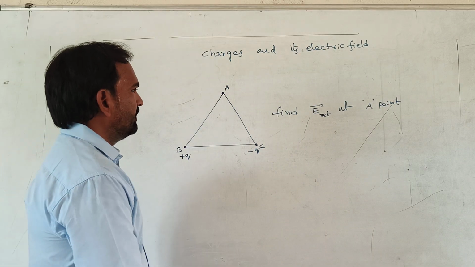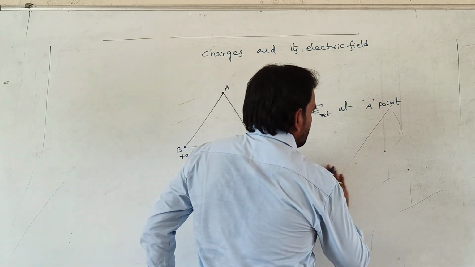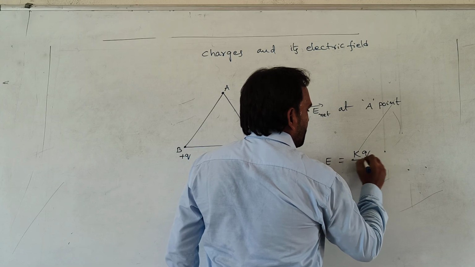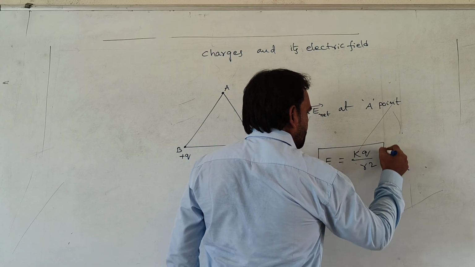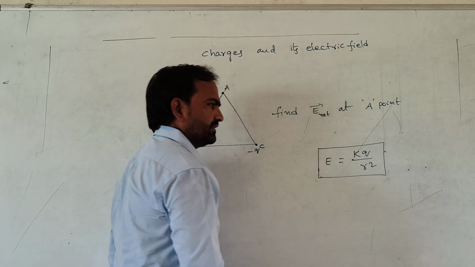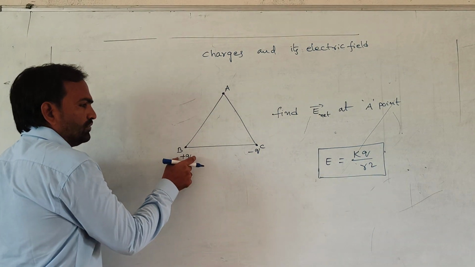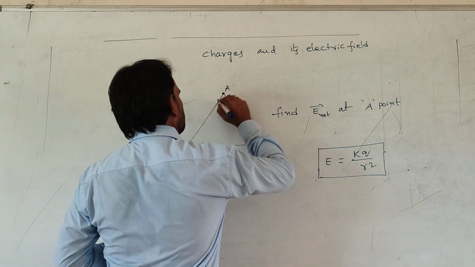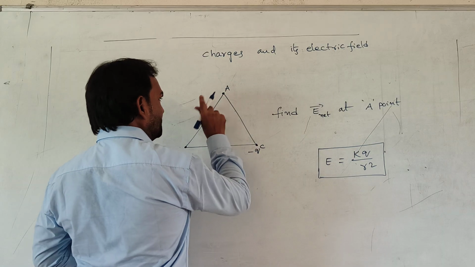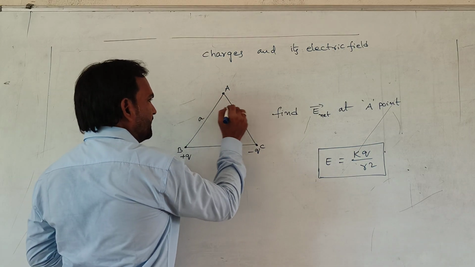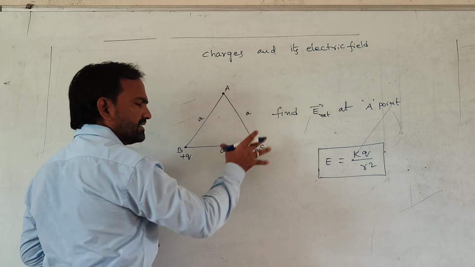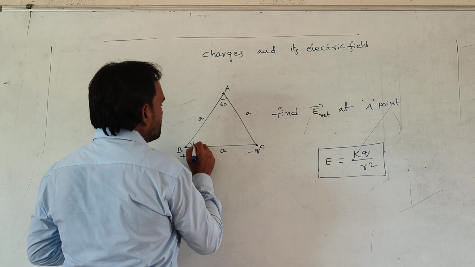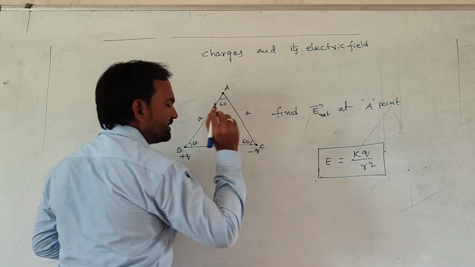So already we learned the electric field formula due to a point charge: E is equal to KQ by R square. Already we discussed this. Okay, students. Due to this Q charge, there is an electric field at point A. This is an equilateral triangle, so the distances are equal, and the angles are also 60 degrees.